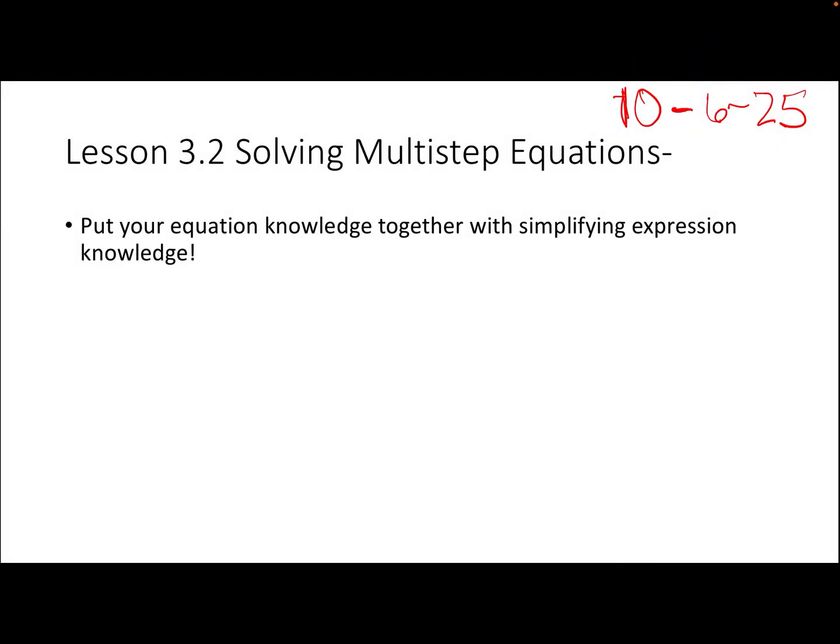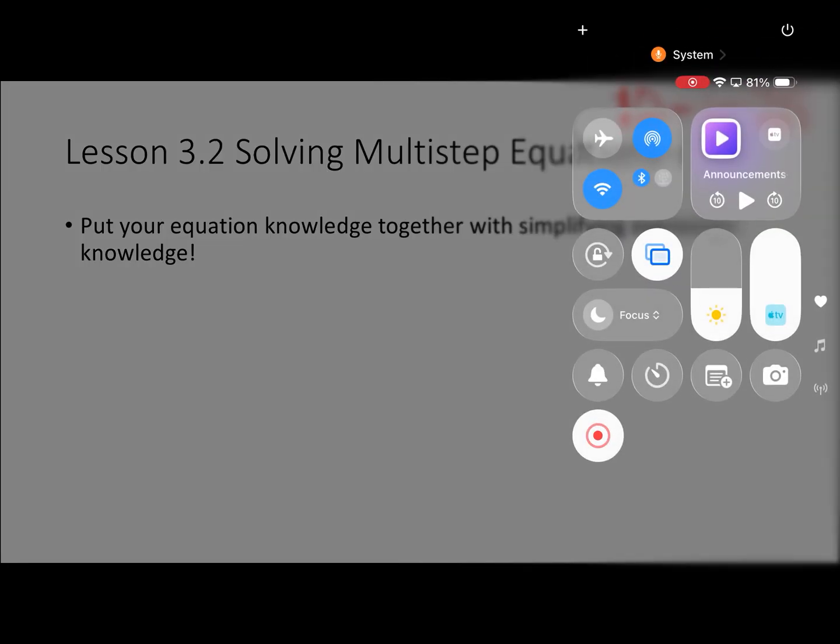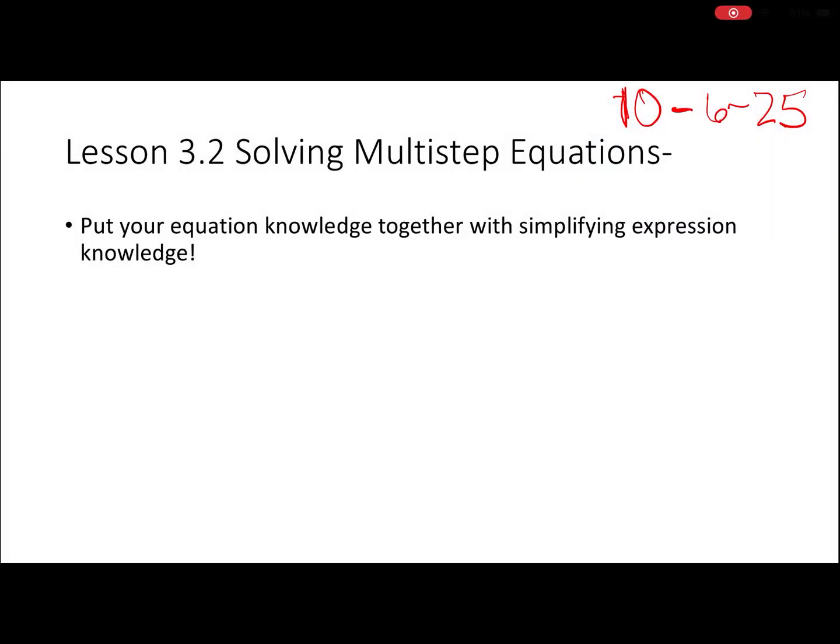No, this is our notes. There's the title. 3.2 is today's lesson. Today we begin talking about multi-step equations and all the little ins and outs.